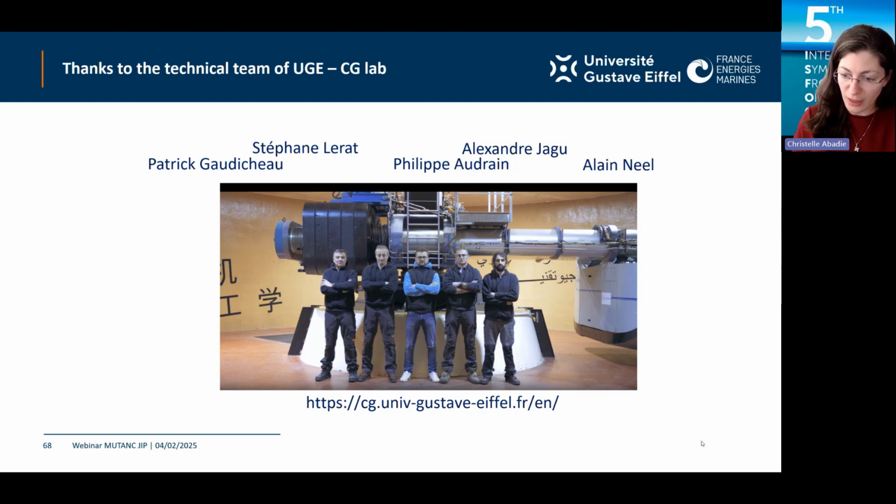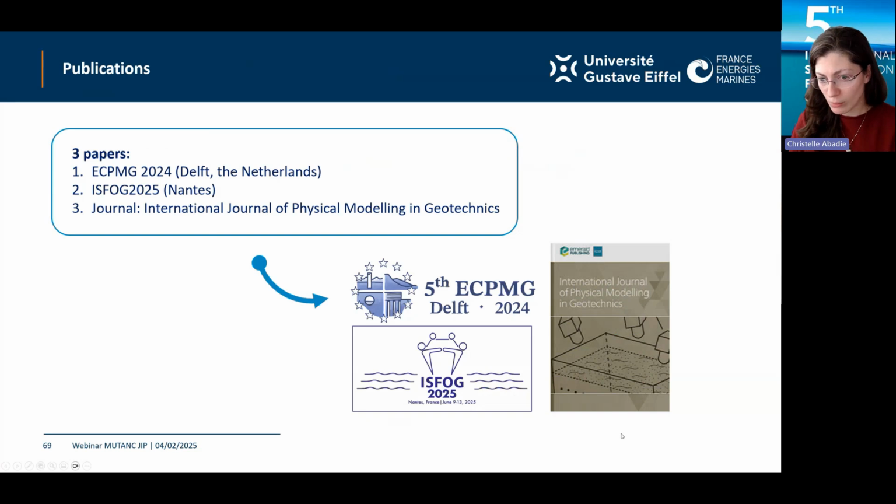If you have any further interest in the research that we are doing, in the next slide I've listed all the publications that we've made of this work. In particular, Tanguy, if you can show the next slide. In particular, there is currently one paper that's published, which is the ECPMG conference paper that you can download, that explains the setup of this work, and the ISFOG paper, which will soon be published, that summarizes the cross data results. Thank you.